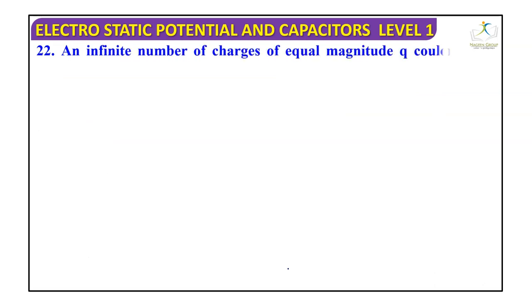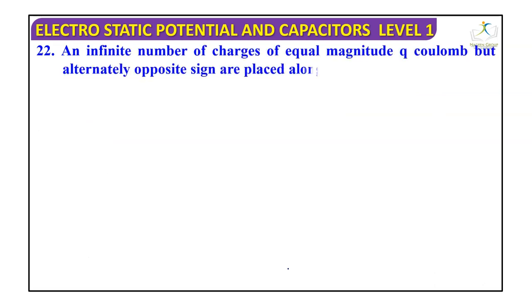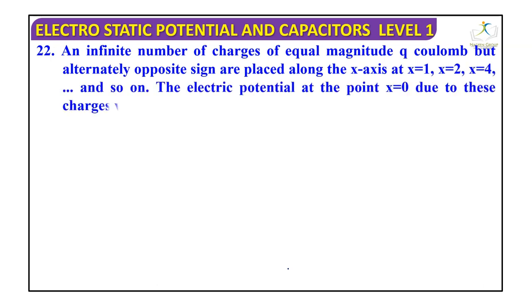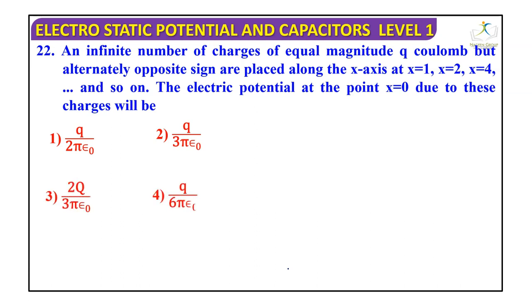Next we have a question. An infinite number of charges of equal magnitude Q coulomb but alternately opposite sign are placed along the x-axis at x equals 1, x equals 2, x equals 4 and so on. The potential at the point x equals 0 due to these charges will be, we have these options.